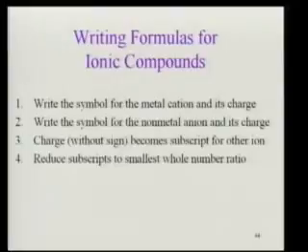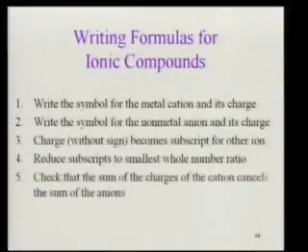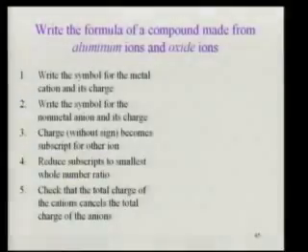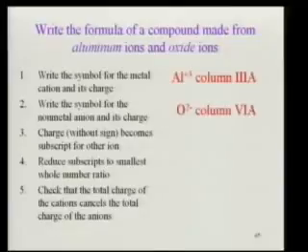I'll show you steps 3 and 4 here in a second with the next example. Look what I mean. Write the formula of a compound made from aluminum ions and oxide ions. Anybody have aluminum siding on their house? All that white powder that forms all the time, that's aluminum oxide. Okay, so you've got an interaction of aluminum ions and oxygen from the environment.